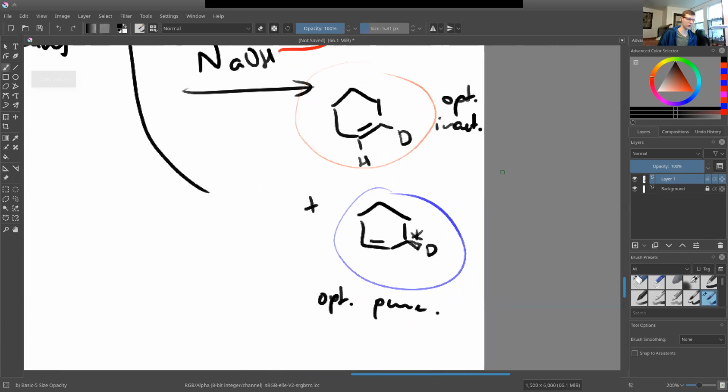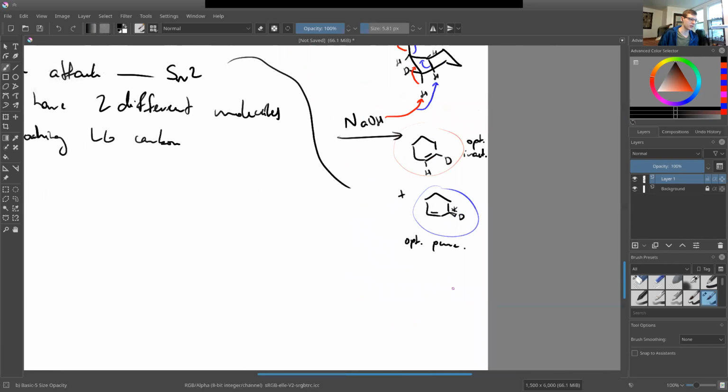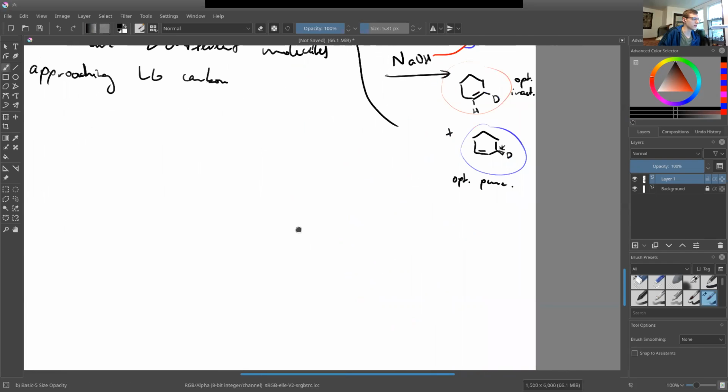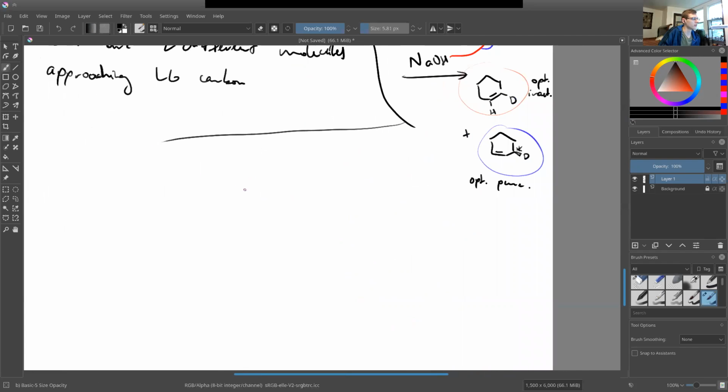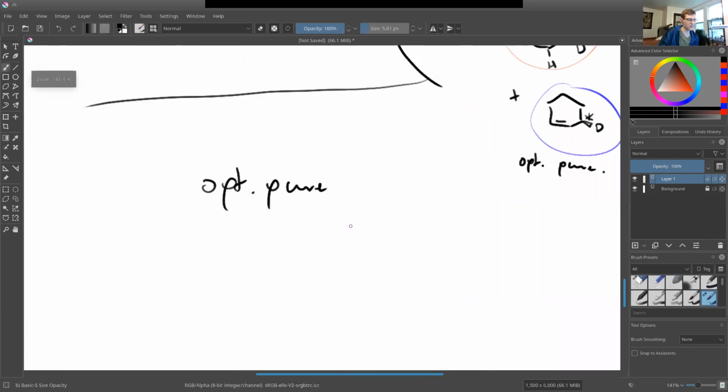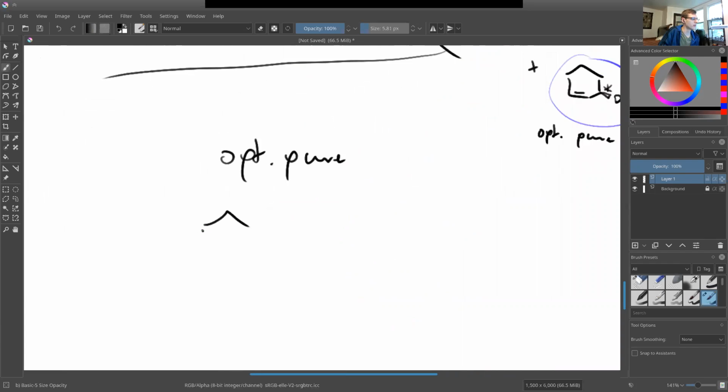Yeah. Okay. So if it's optically pure, then what that means is, we'll look at this compound that we just drew and were working with as the example. There are two enantiomers of this compound.